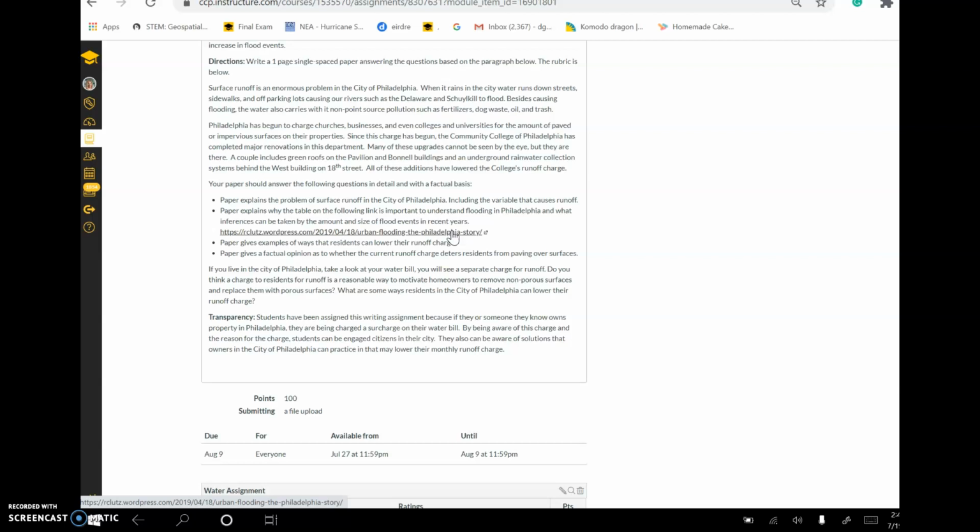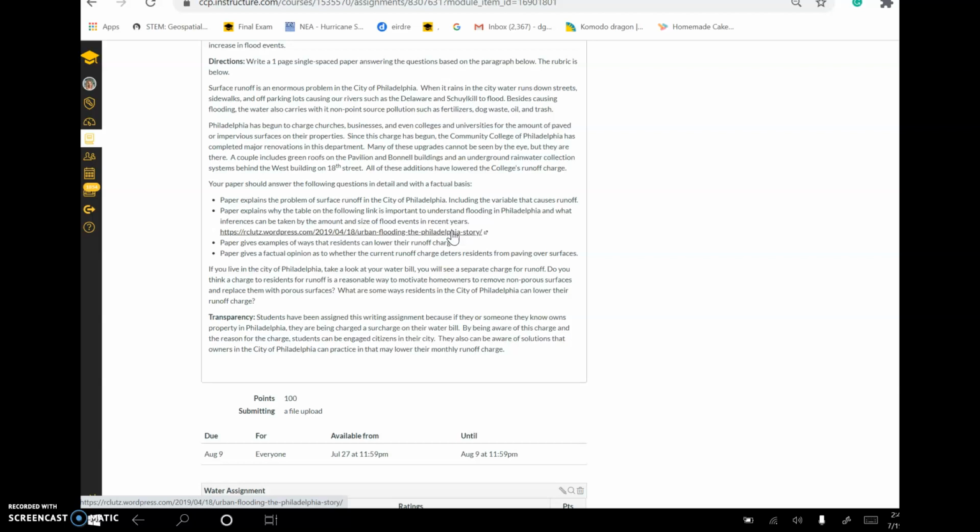And a lot of that, of course, has to do with climate change. We're receiving a lot more rain, but also a lot of it has to do with the fact that we are regentrifying the city, paving over more, and this causes a problem. The paper gives examples of ways that residents can lower their surface runoff charge. So I just gave you a couple: rain barrels, rain gardens, green roofs. There's tons of different options.